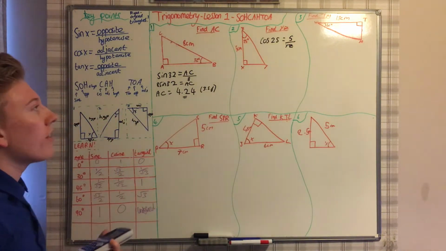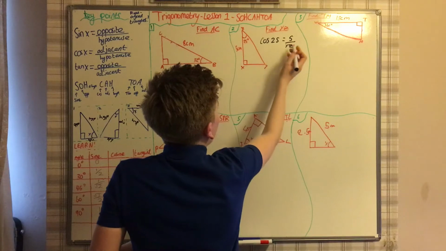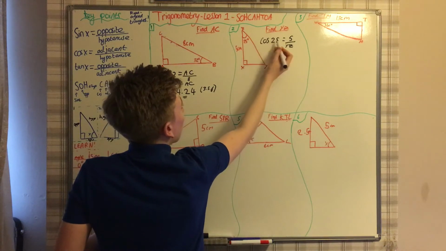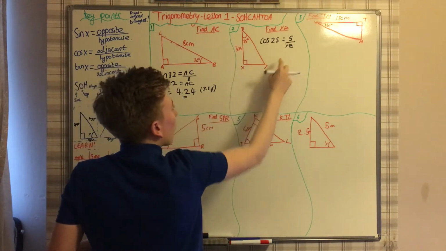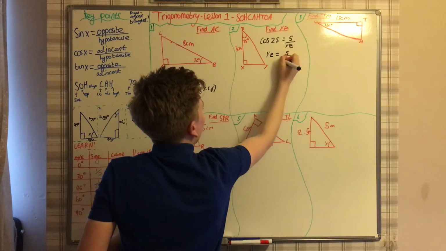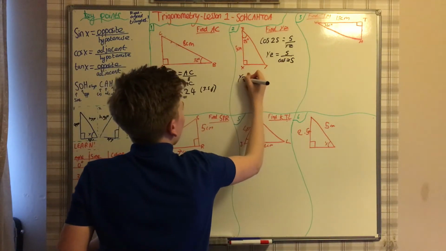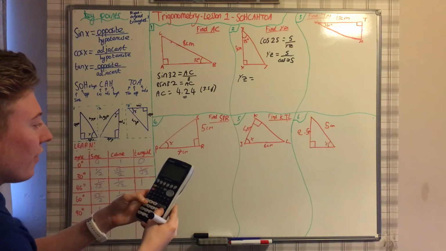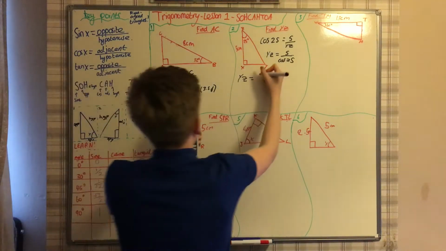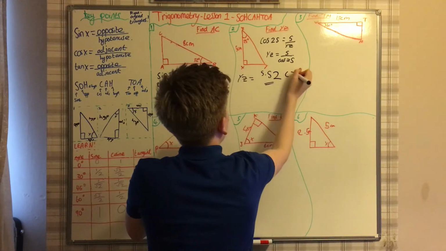Now we need to rearrange this for YZ. So the way we do this is we simply divide the 5 by cos 25. Imagine if we move the YZ up here to multiply by cos 25, then we divide by cos 25. So we get YZ, when rearranging this formula, to be 5 divided by the cos of 25 degrees. So all we do, again, is type this into our calculator. 5 divided by cos 25. And here we get 5.52 to 3 significant figures.